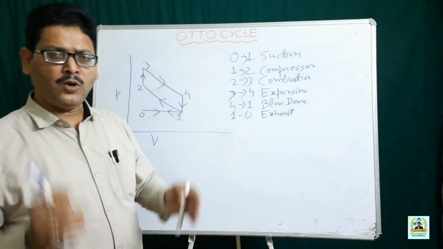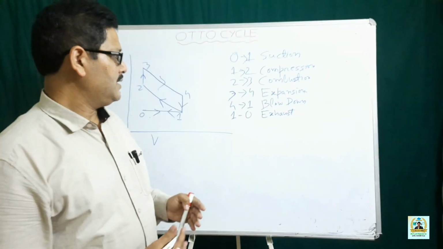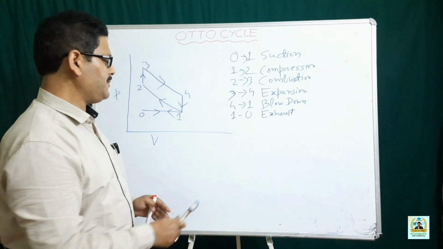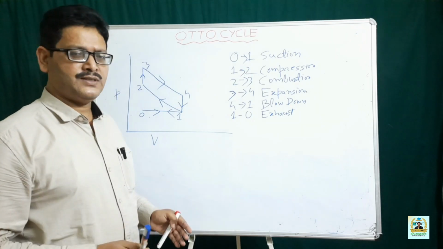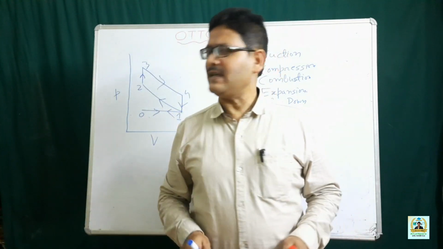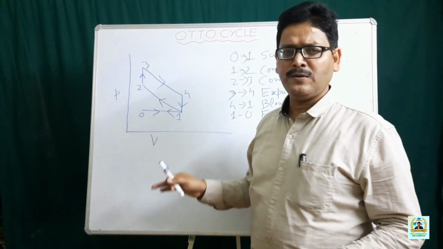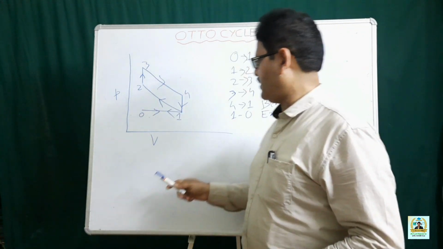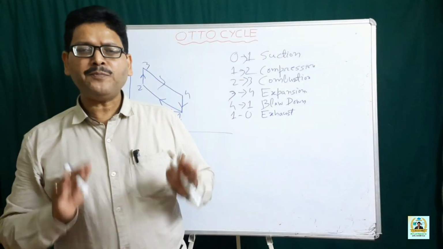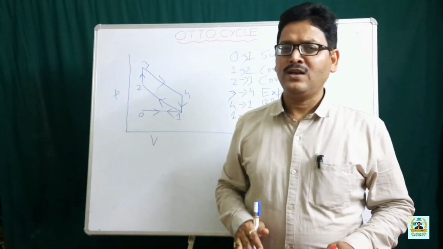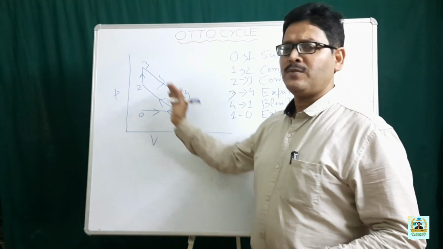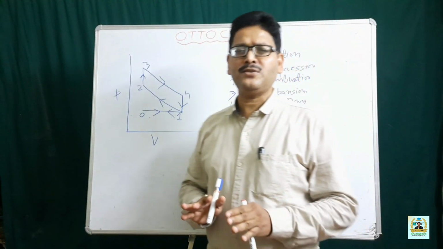4-1 represents the blow down, where the pressure of the expanded gas is reduced to the atmospheric pressure, and 1-0 represents the exhaust. As far as the air standard cycle is concerned, here we consider the pressure to be atmospheric for 0-1 as well as 1-0. But in the actual case, some pressure gradient is to be maintained for the flow of the working substance into the system and from the system to the surroundings. But that is something that we'll ignore.